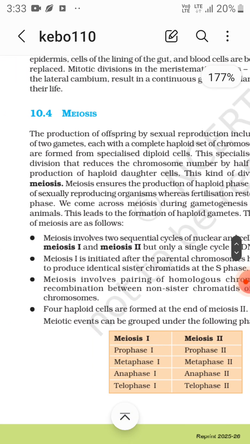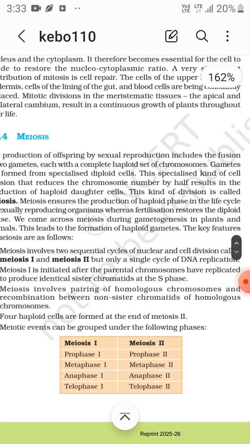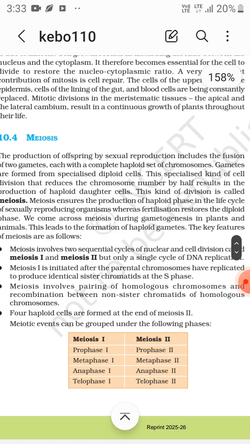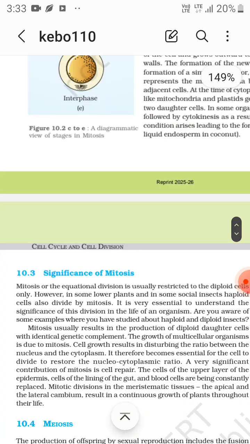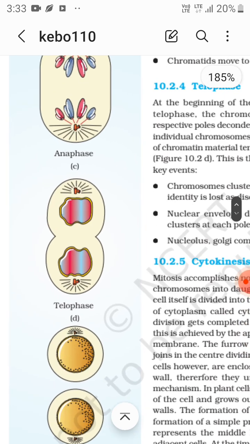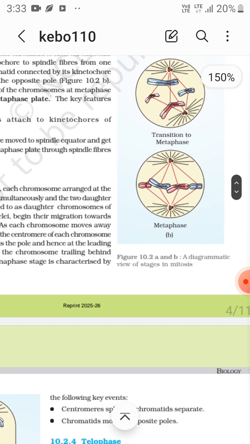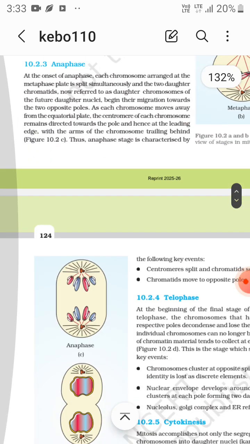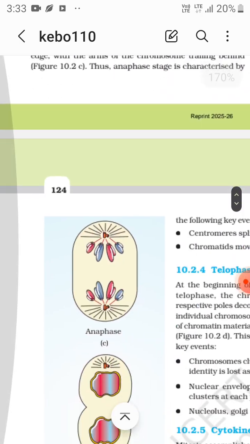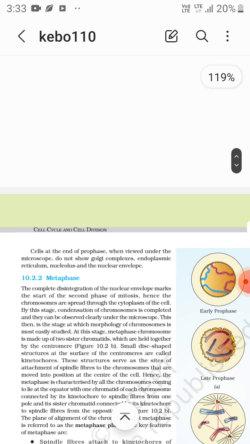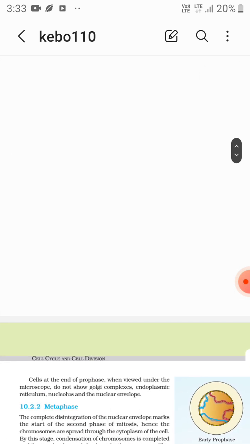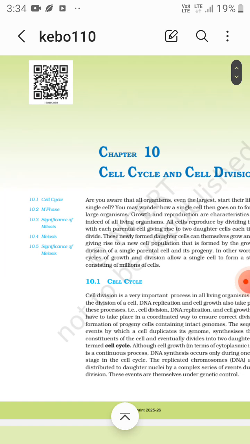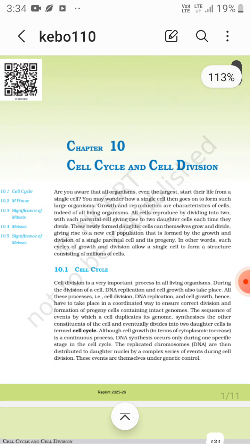It also says here that meiosis 1 is initiated after the parental chromosomes have replicated. So in meiosis there is replication of parental chromosomes to produce identical sister chromatids at the S phase. Now this is the interphase, this is telophase, anaphase, this is mitosis, metaphase, then transition to metaphase, late prophase and early prophase. Here is also the splitting of the centromere, which occurs in mitosis. Now this is it, your chapter is done.